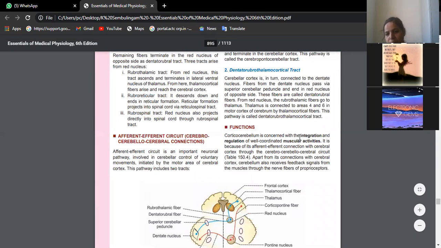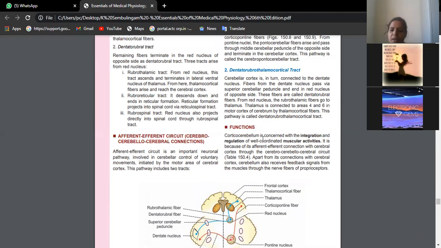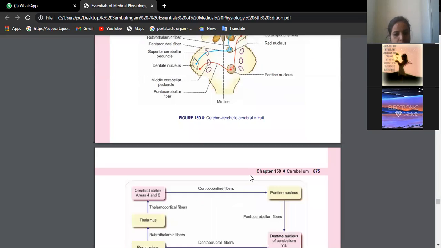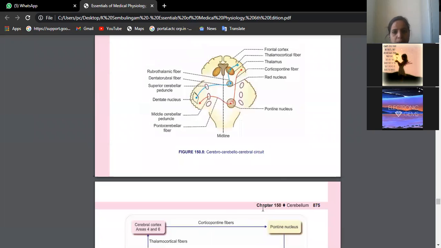It is concerned with integration and regulation of well coordinated muscle activities. A simple catching of a ball, as I said during cricket, is one of the best examples of muscular activity which is well coordinated, because it has afferent connections with the cerebral cortex. That means the connections start in the cerebrum, pass via the cerebellum, and go back to the cerebrum. So it is like a circuit round.